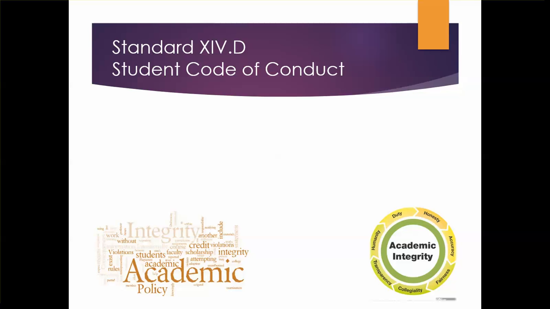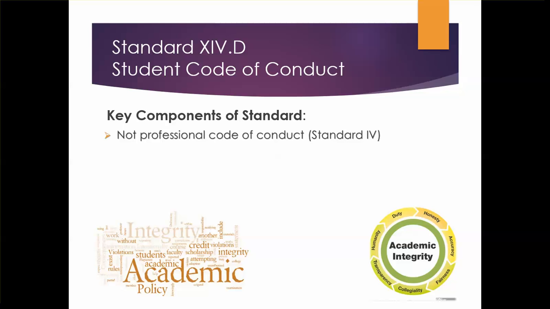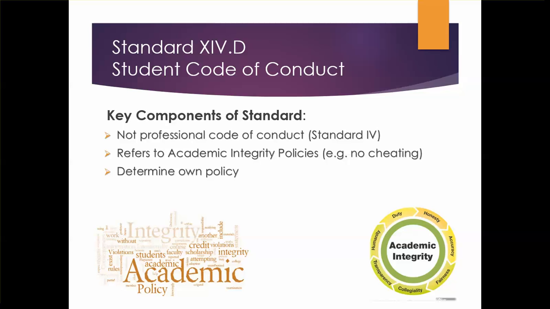And lastly, Standard 14D, a student code of conduct. Now this is new for the 2015 standard revisions. It does not include the professional code of conduct. That's in Standard 4. That would be something that would mirror the professional organizations, for example. This refers to an academic integrity policy, so their behavior while they are a student. So no cheating, for example. You are free to determine your own policy based on your mission and philosophy, but it must be published, and it must also include the consequences of any student that violates the policy.